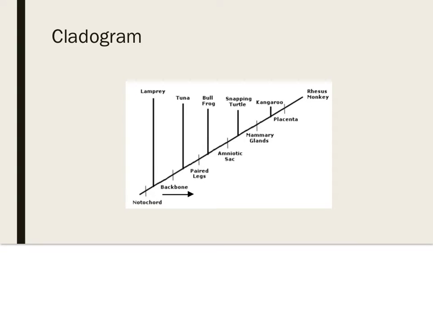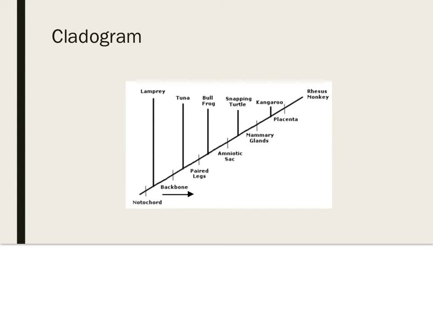Diagrams such as this one can be used to display the history of a species. This is called a cladogram. So each fork on a diagram represents the divergence of two species from a common ancestor, okay? So the fewer forks that separate two species, the more closely related the species are. So according to this, a lamprey and a tuna are more closely related than a lamprey and a kangaroo.